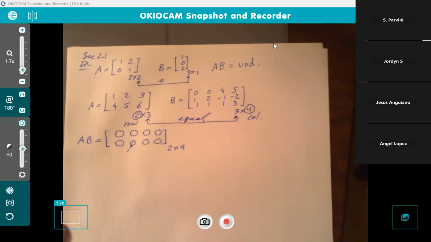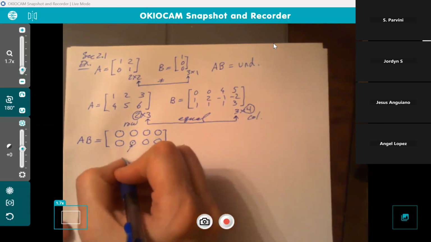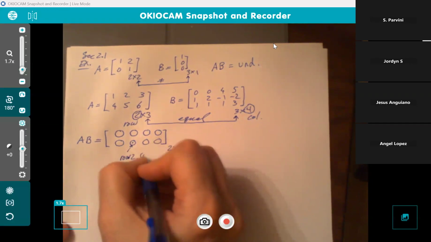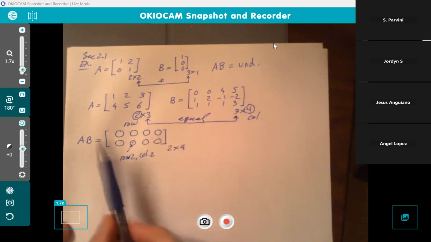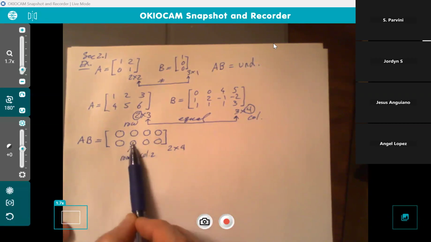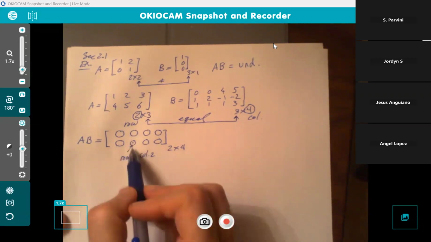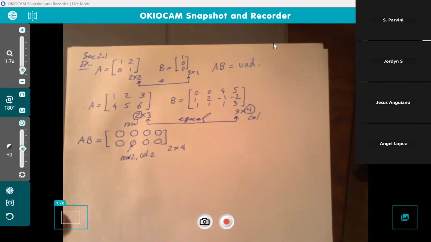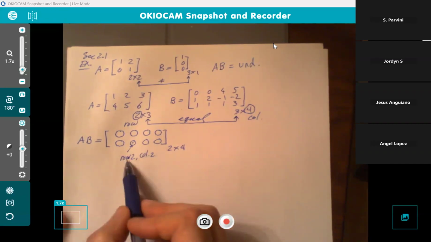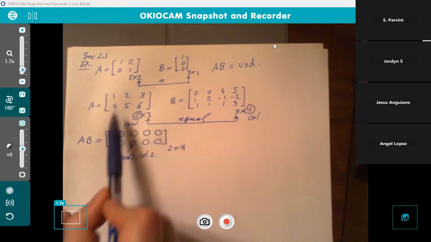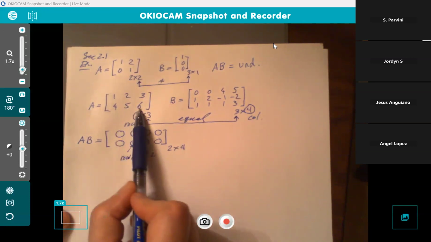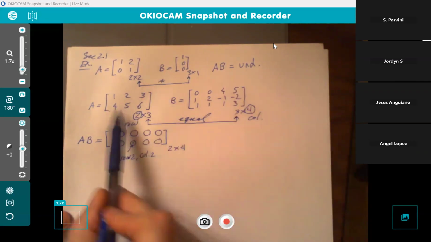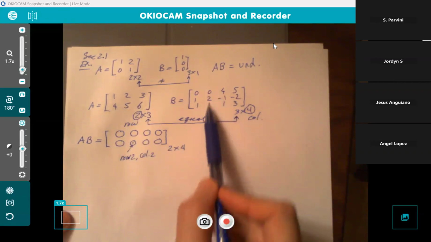Second row, second column. Good. Isn't that row 2, column 2? First, second row, first, second column. True? So the address of these entries, the elements, tells me how to do this. Here's what 2, 2 means. That tells me to multiply the second row of matrix A by the second column of matrix B to get a number here. Again, multiply second row by second column.